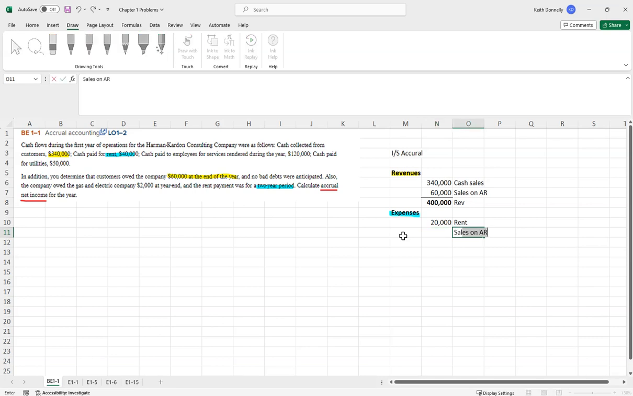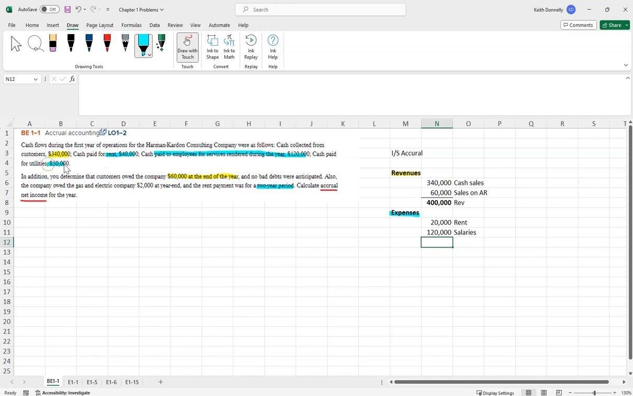They also tell us we have some salaries. So if we look here, where are the salaries? Cash paid to employees, and those services were during this year. So these were expenses. Yes, we paid them, but we also incurred them during this year. 120. And then we also have some utilities.